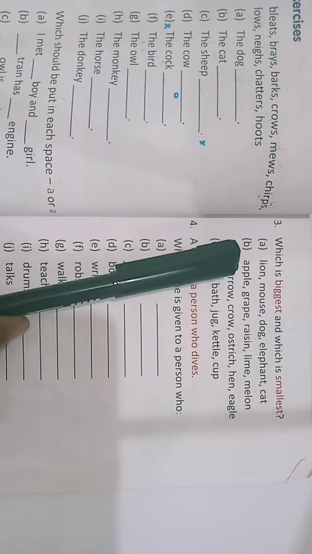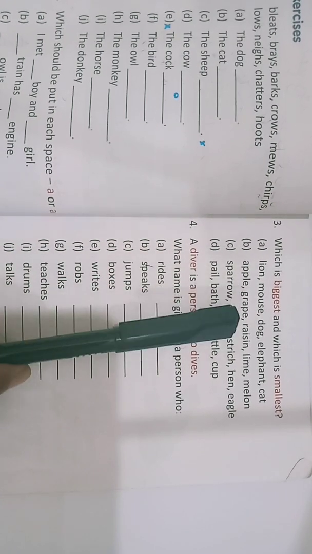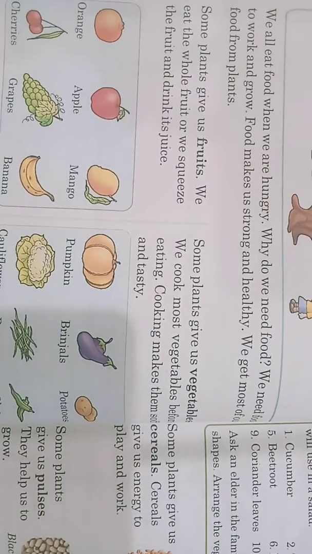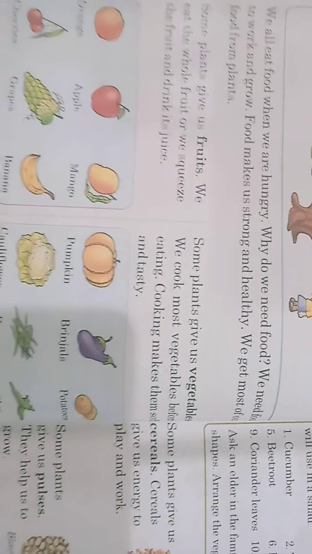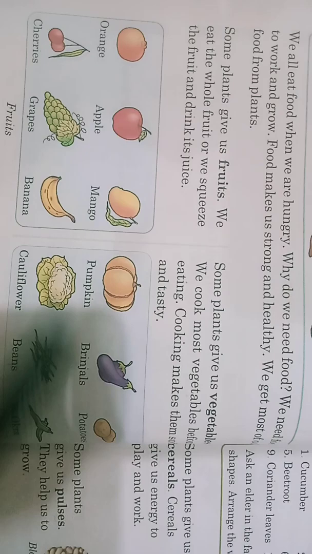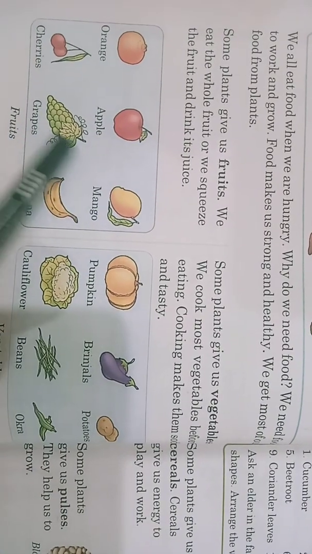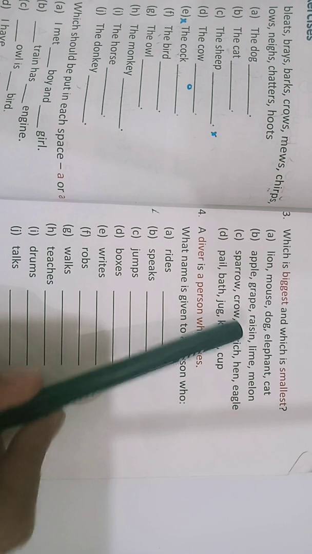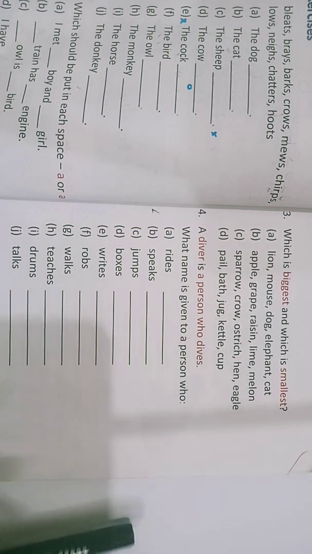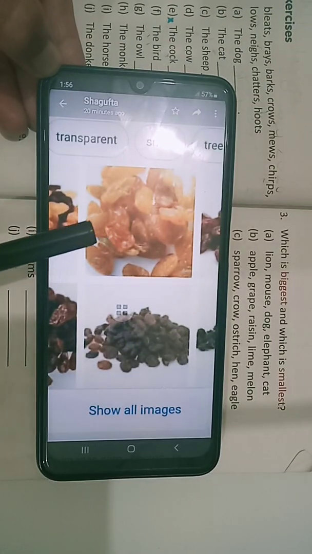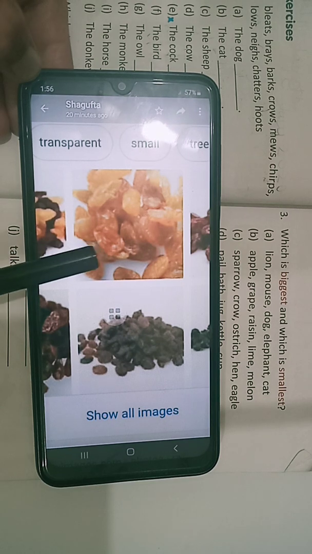B part is here: apple, grape, raisin, lime, melon. Look at here students. This is picture of apple and grapes. Apple and grapes are given here. This is apple and these are grapes. Now I am going to show you picture of raisin, lime and melon. This is raisin. You are seeing this is picture of raisin.